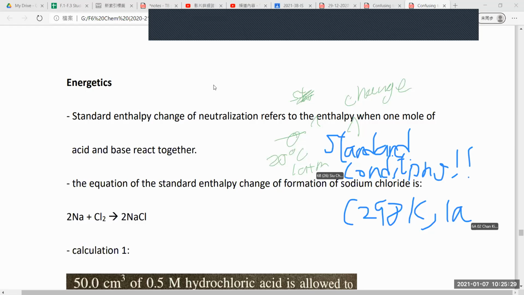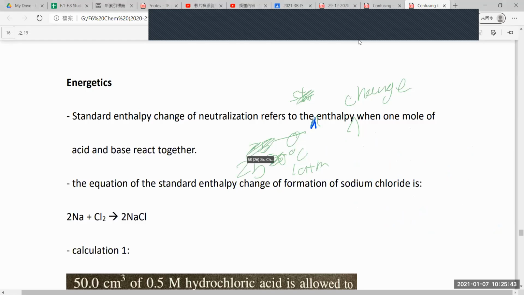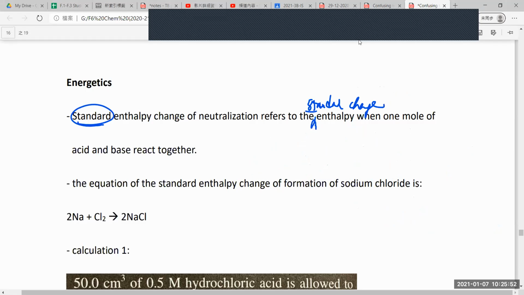Standard condition is one ATM and 298 Kelvin. How many degrees? 25. Yes, 25. Standard enthalpy change. So what is meant by standard enthalpy change? What you just mentioned is standard enthalpy change.